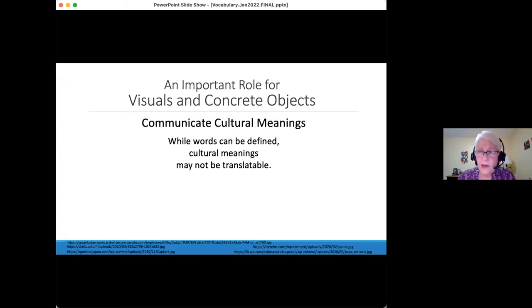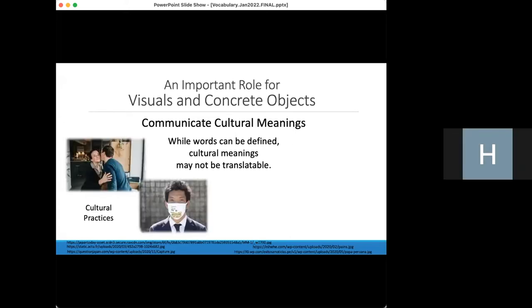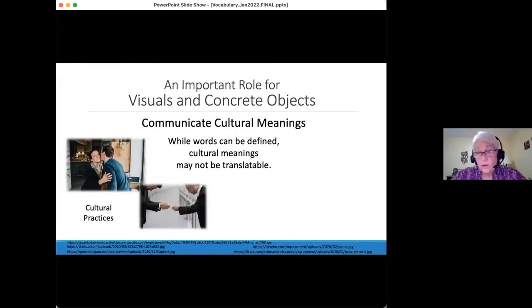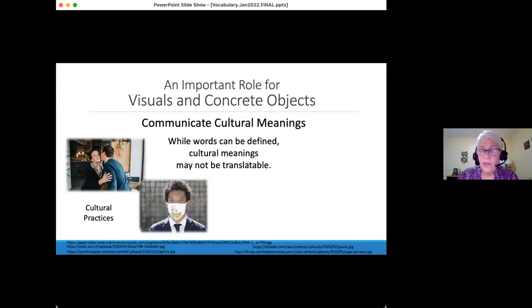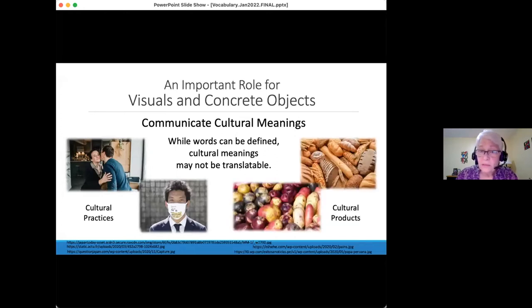So think about the French kiss, the Japanese business card, or the cultural products such as Peruvian potatoes or French bread. The image that our students are going to have in their mind will come from their own cultural lenses unless we use visuals and concrete objects to help them interpret that cultural meaning.